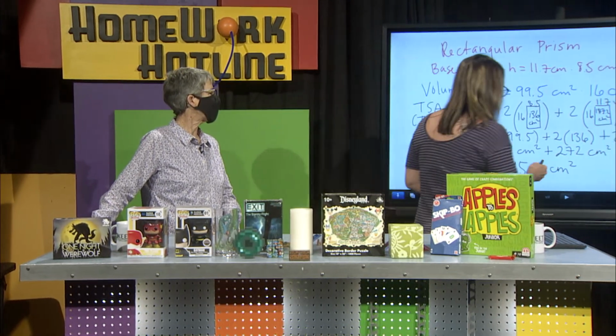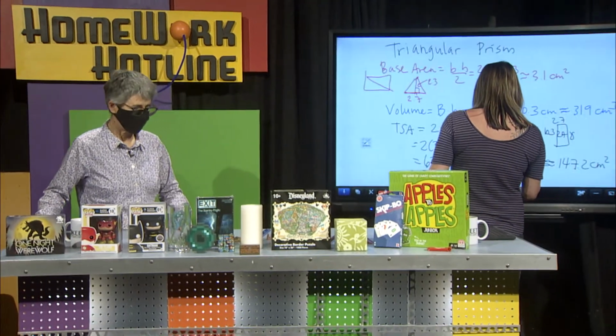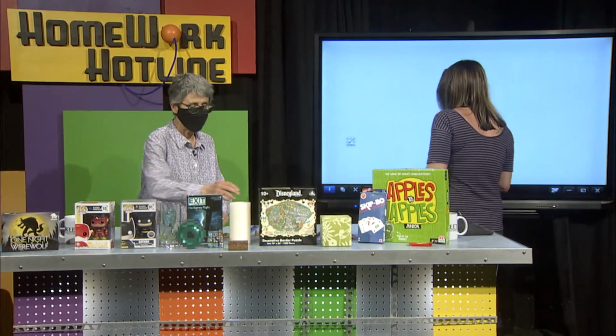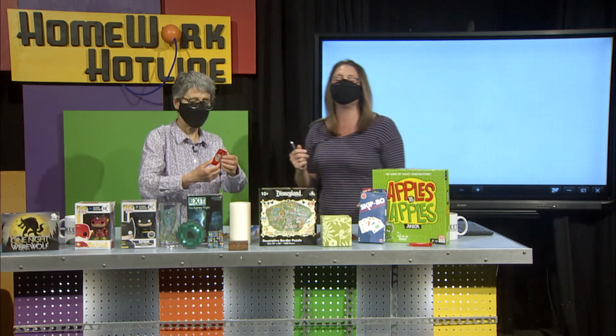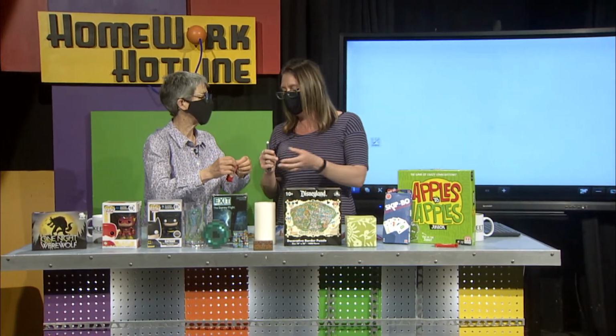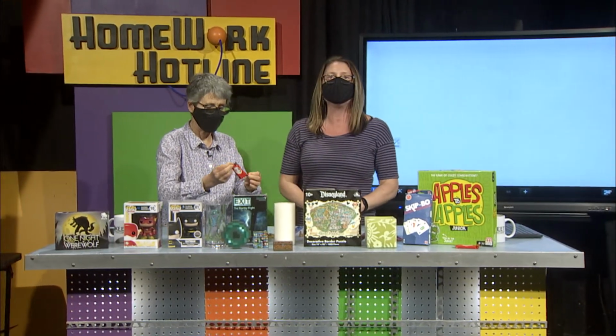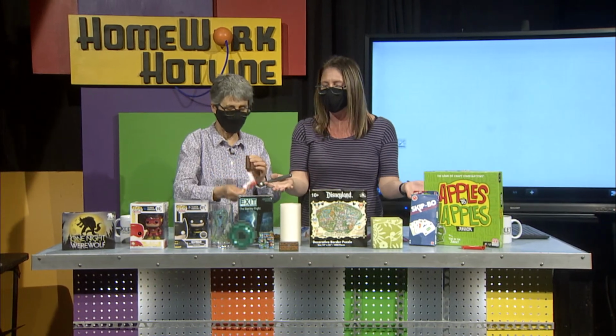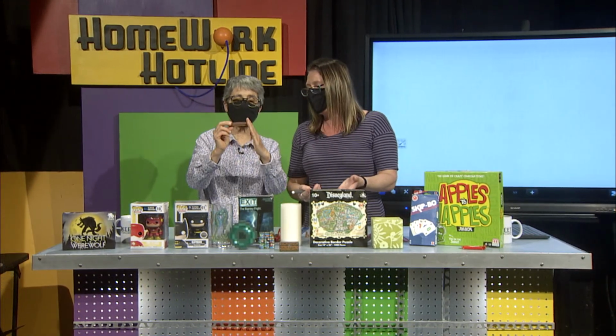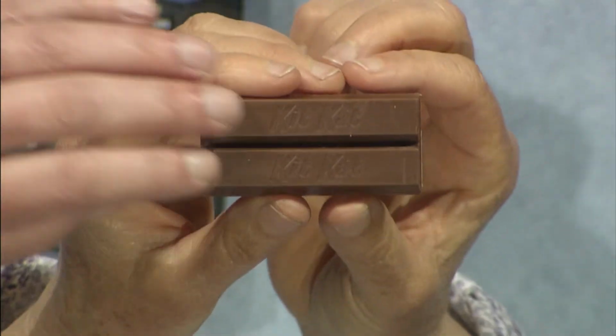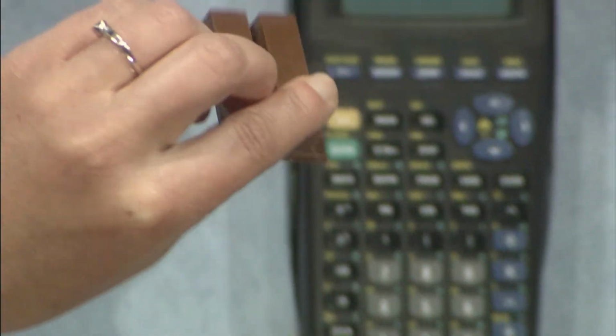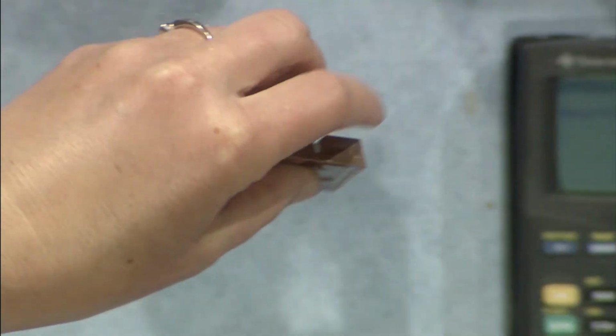So now we're going to do a trapezoidal prism. This is the Kit Kat. I tasked my children to find prisms in real life, and like everything's just prisms, rectangular prisms, but look, it's a trapezoid. Oh, yeah, whoops. We've got to hold it sideways. Sideways. There you go.